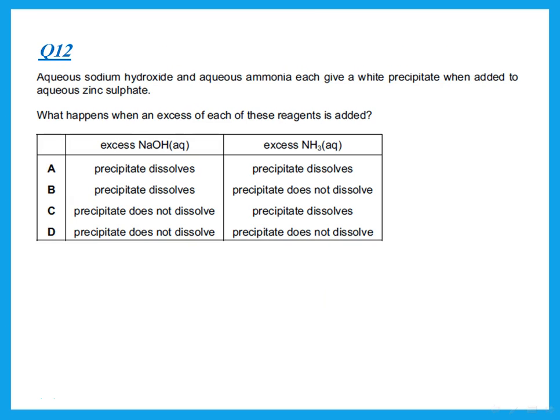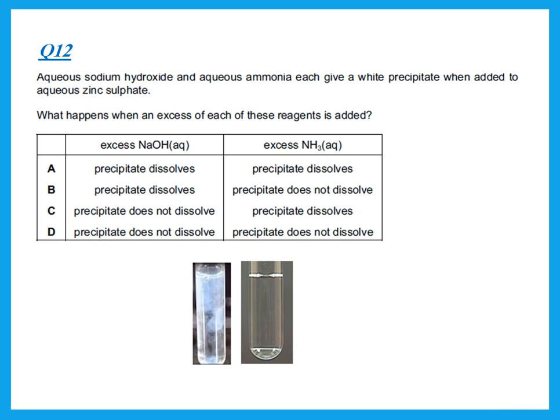He says aqueous sodium hydroxide and aqueous ammonia each give a white precipitate when added to aqueous zinc sulfate. What happens when an excess of each of these reagents is added? So I have zinc something, and I'm adding first sodium hydroxide. I should get a white precipitate soluble in excess. So the precipitate should dissolve. What if I add aqueous ammonia? I get the same thing with zinc. With both of them, I get a white precipitate soluble in excess, giving a colorless solution. So in both cases, the precipitate dissolves.